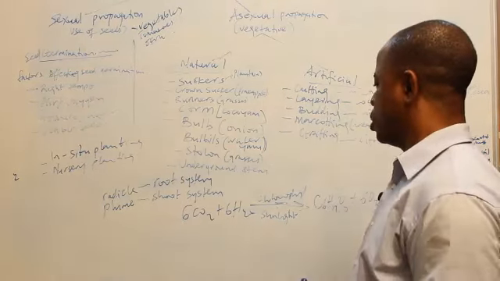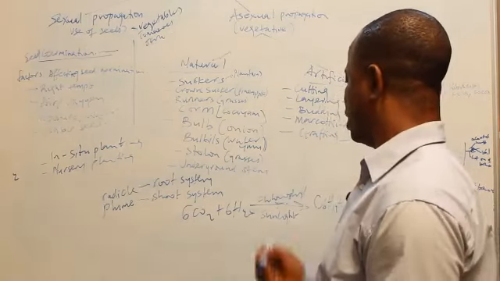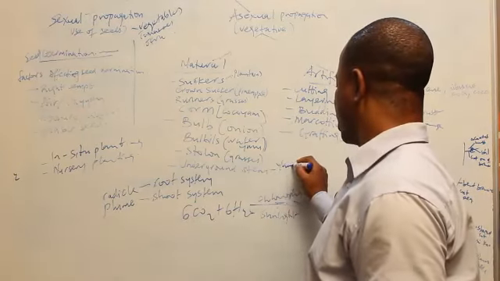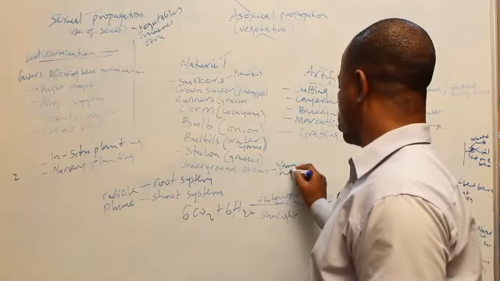Then you have stolon. Stolon behaves like runners and is found in grasses. Then you have underground stems like yam. Yam is an underground stem, it's a stem tuber. And then you also have Irish potato.